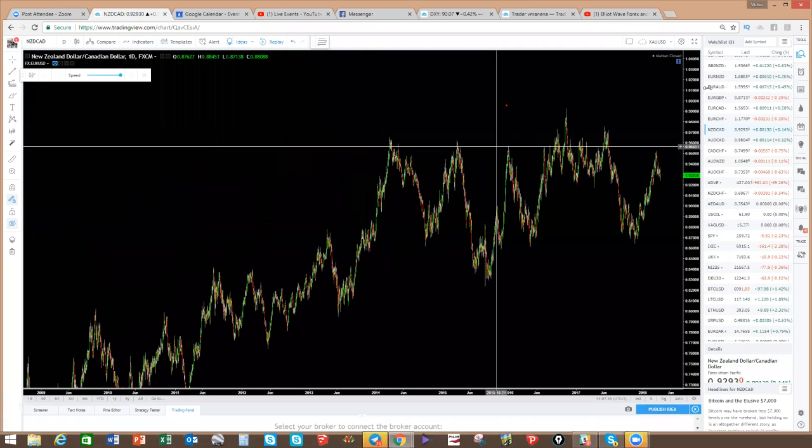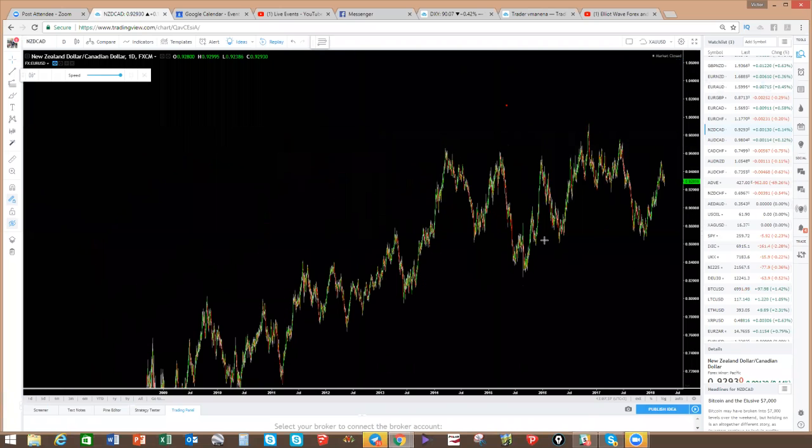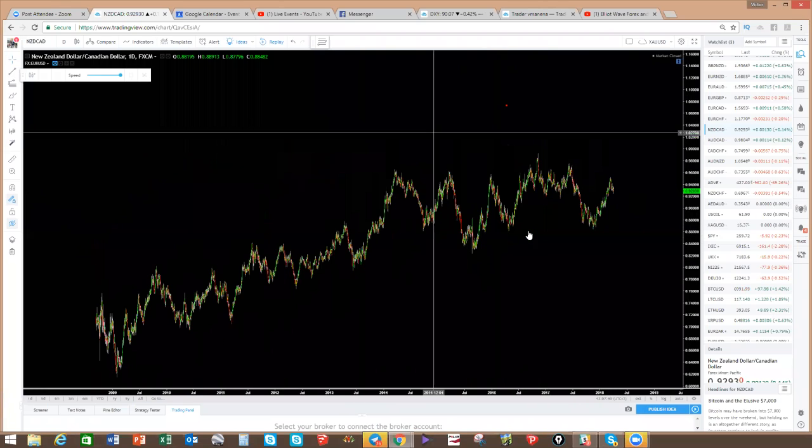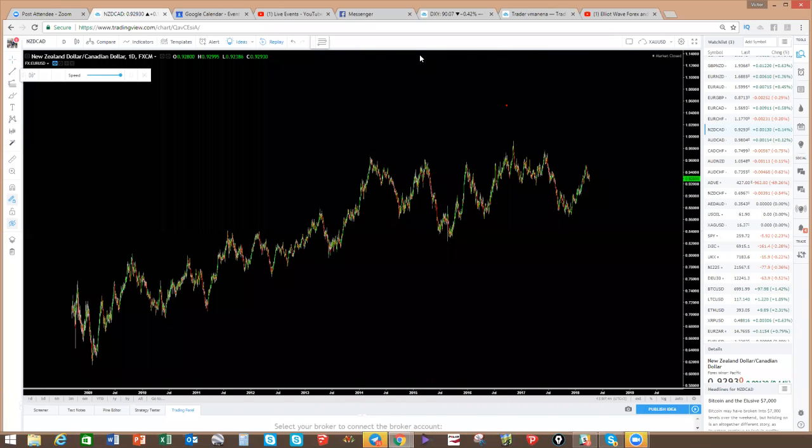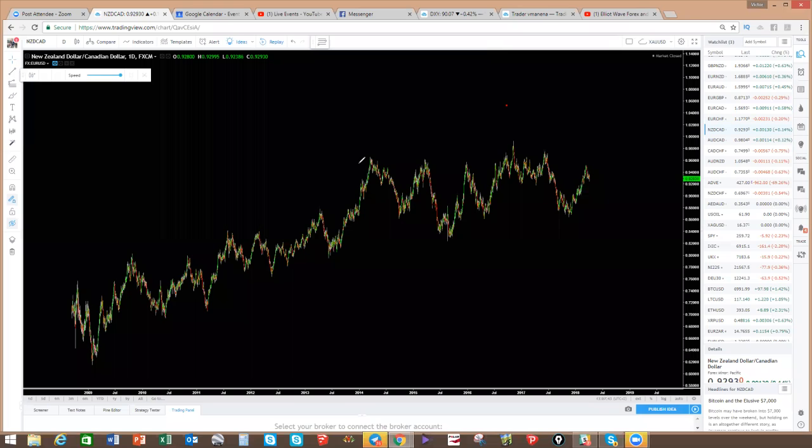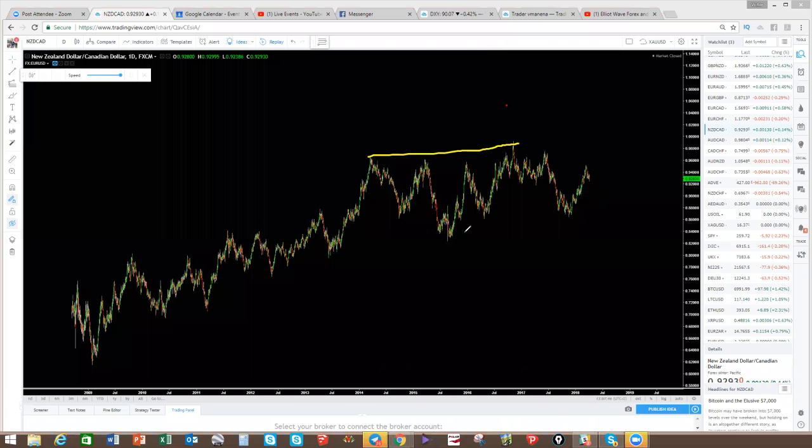Why are we bullish? New Zealand CAD. I've done a detailed analysis on this one. Maybe I'll attach it, link it to this video so you can access it easily. We have this move here, and then you've got this correction here in the middle.